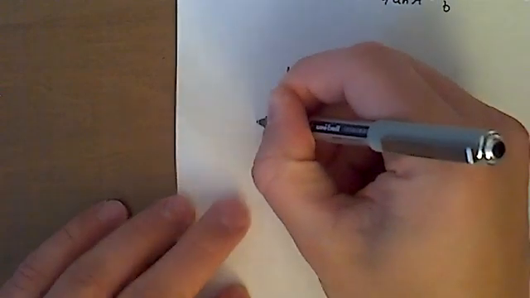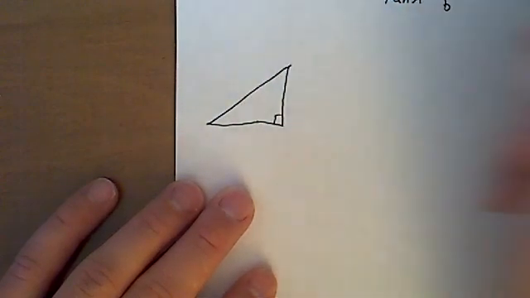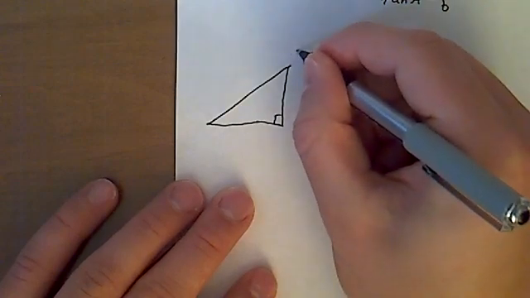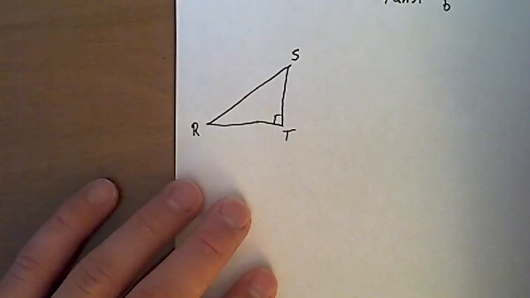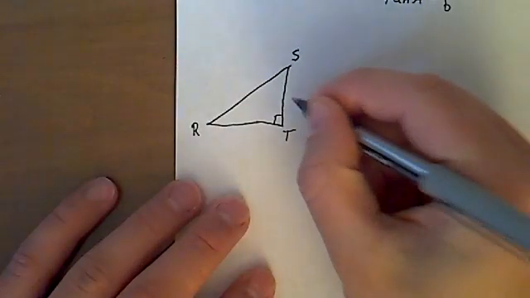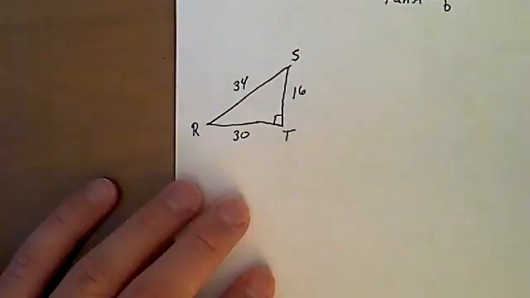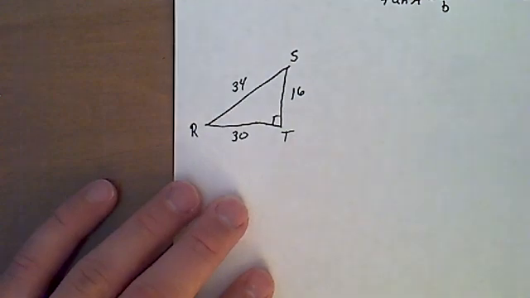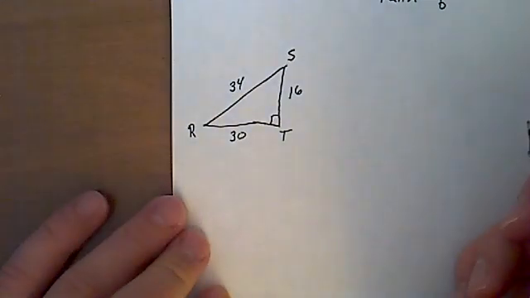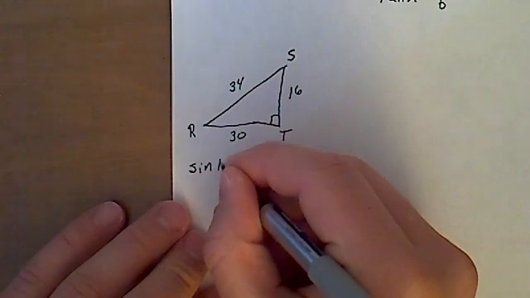So if we have a triangle, it's a right triangle, SRT, and say that we knew the sides were 16, 30, and 34. What would be the sine of angle R?